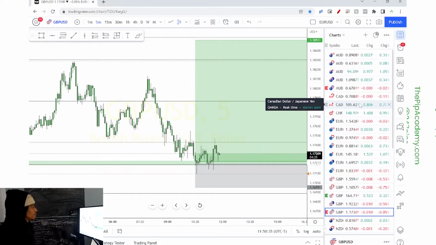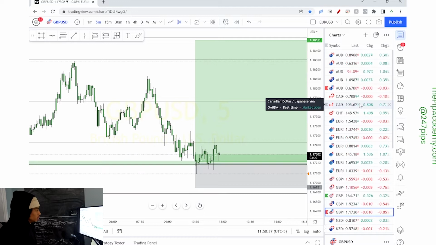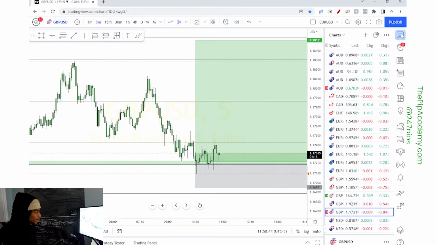We're taking a live trade right here on the pound US dollar. We did hop into this trade just a few minutes ago, maybe like an hour ago. But I want to go through and break down the analysis.